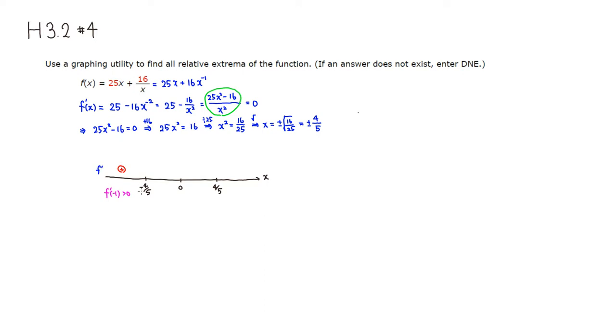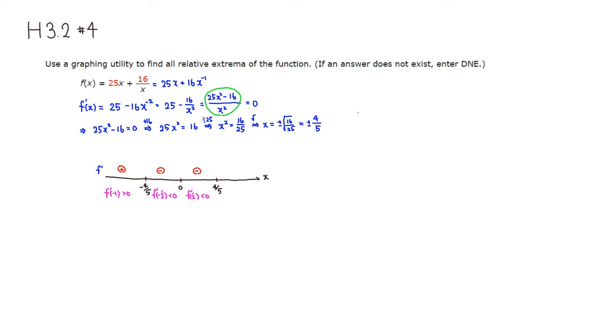Between negative 4/5 and 0, let's try negative 1/2. So f prime of negative 1/2: negative 1/2 squared would be 1/4, and 25 over 4 is less than 16, so it's going to be negative. So you're going to have a negative sign there. And for anything between 0 and 4/5, we're going to try 1/2. Same reason, this is going to be negative. So we have a negative sign there.